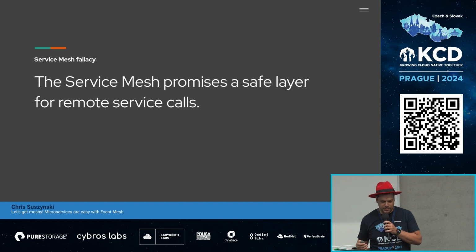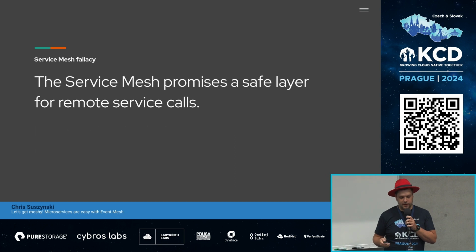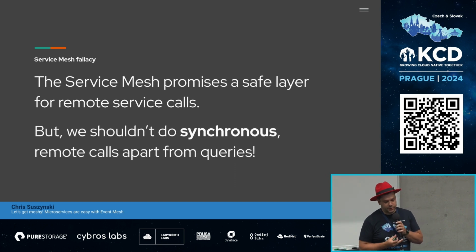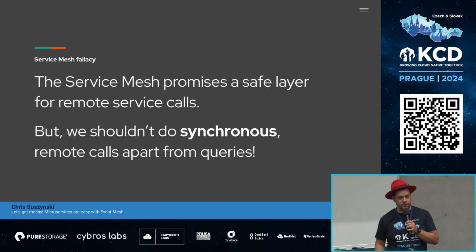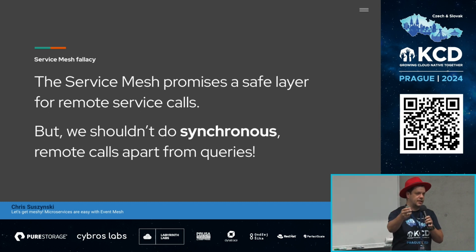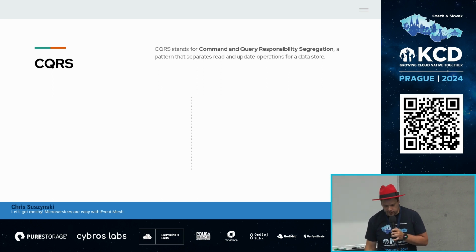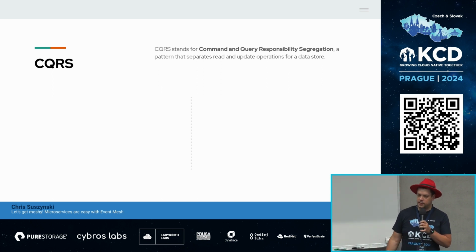So service mesh, one could say, okay, let's drop service mesh in between. But, well, it will eventually fail. And we shouldn't really use service mesh for the synchronous remote call apart from queries. So queries are safe, but those changes are not really. If we are sending some message and there is a chance of losing that message, well, we are not doing our work correctly. So CQRS stands for Command and Query Responsibility Segregation.